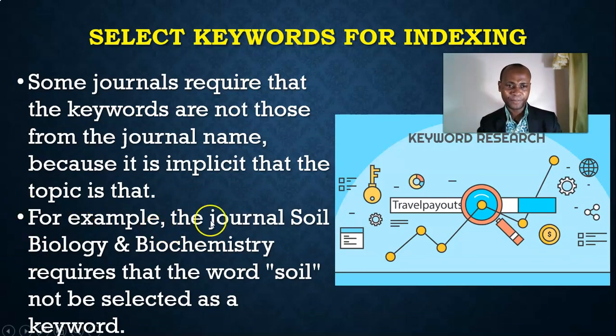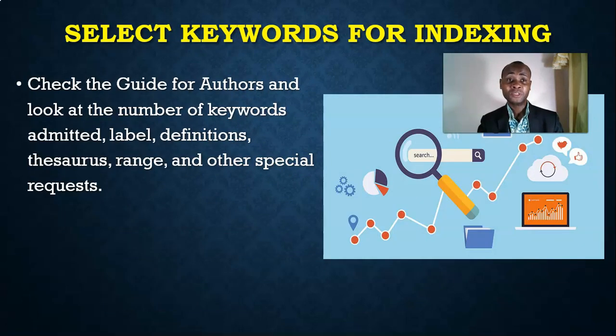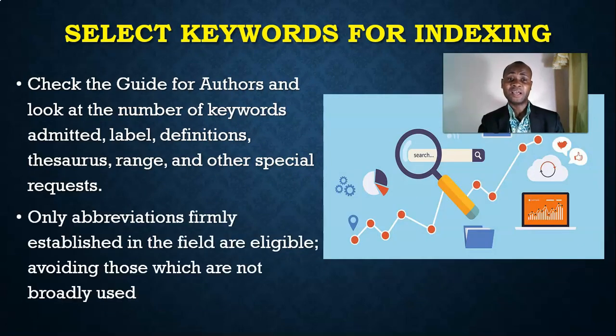Okay, for example, the journal Soil Biology and Biochemistry requires that the word soil not be selected as keyword, because the journal's name is Soil Biology. So we don't want you to use soil as a keyword. So it means you have to choose another keyword. Okay, so cross-check with the journal guideline. It's always very, very important.